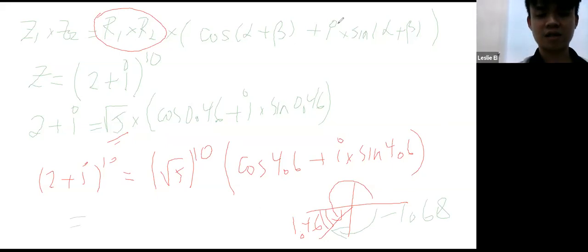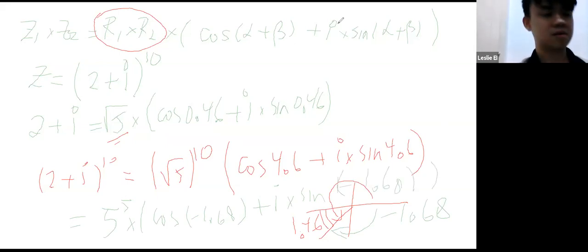So the answer is 5 to the power of 5 times cos negative 1.68 plus i times sine negative 1.68. Any question?